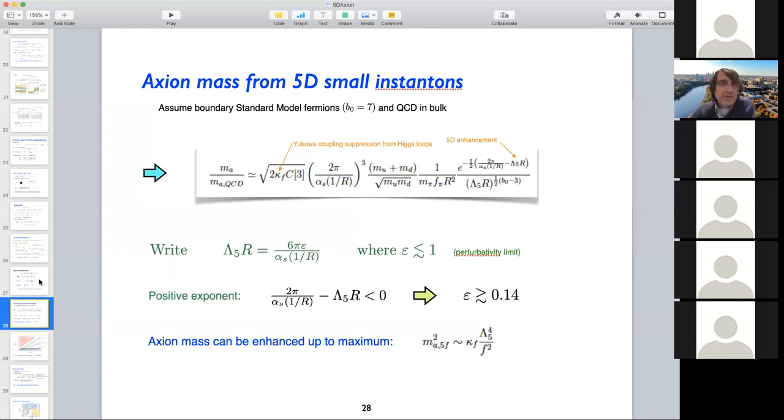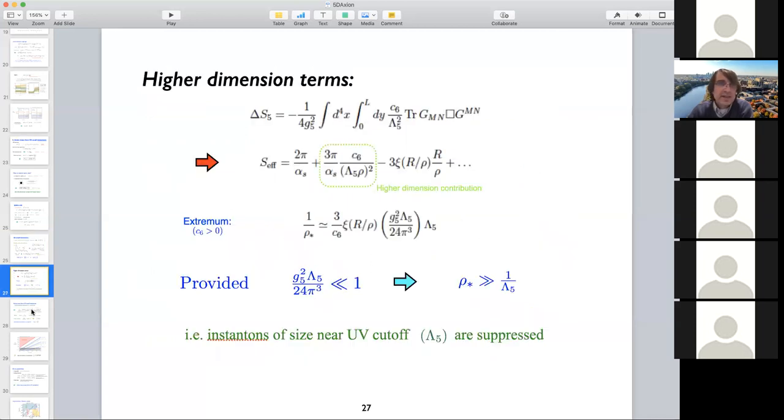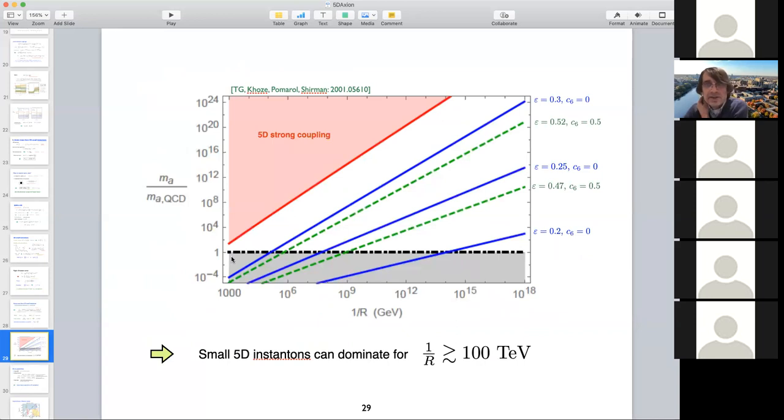Now, of course, what happens is that the theory is becoming strongly coupled, and there is a question of whether your Lagrangian, your higher dimension terms, your expansion, is it valid? That's a valid question, and we can address that with these higher dimension terms, which I don't have time to explain right now, but I can definitely go into more details about that. But then here are the results.